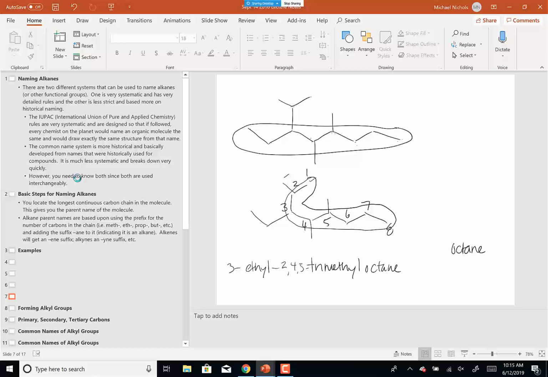Let's take a quick 5-minute break. And then we'll talk about naming rings, because naming the rings is going to require just a smidge of a change.